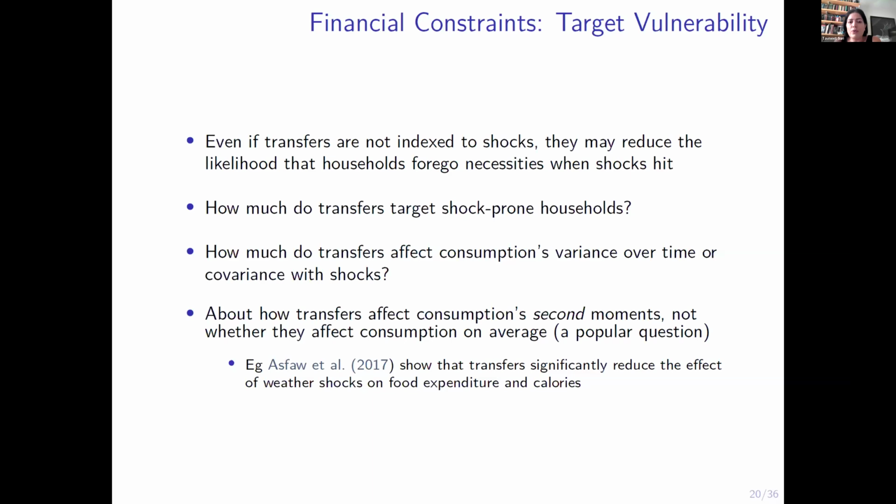So we don't know a lot here. This is another place where there are a lot of open questions, things like how much do transfers really target shock-prone households? We know little on that. How much do transfers affect consumption's variance over time or the covariance with shocks? And again, that's something we don't have a lot of evidence on.